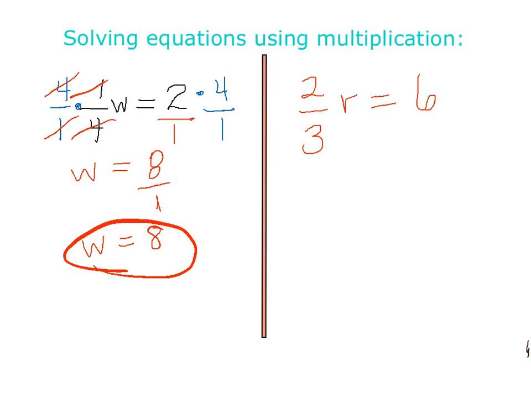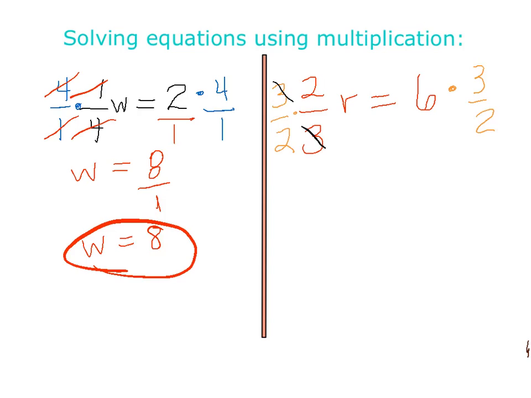We are going to use the reciprocal of 2/3, which is 3/2. So we're going to take 3 over 2 times 2 over 3, r equals 6 times 3 over 2. Okay? Well, again, we get rid of the commons.